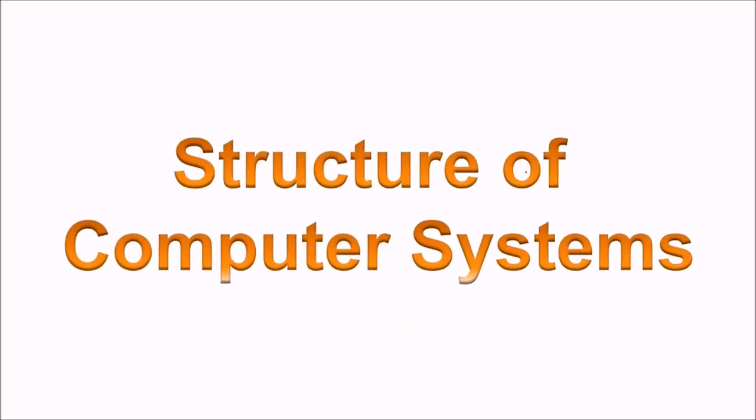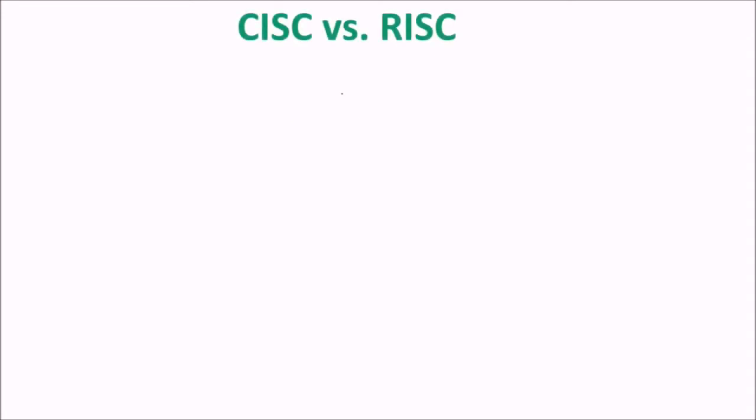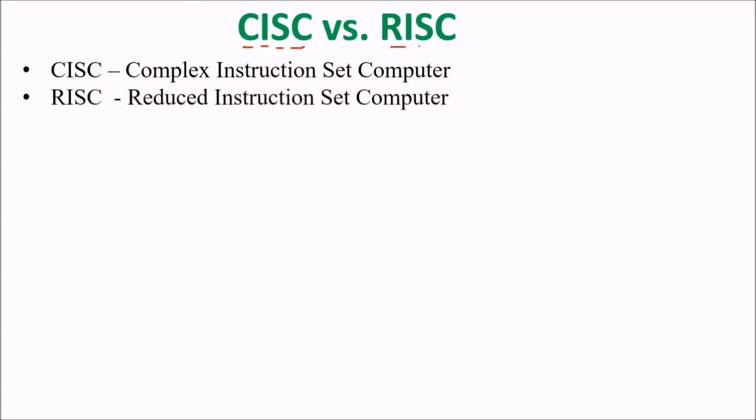We are discussing the structure of computer systems. In this, we are going to talk about the RISC and CISC. And the most often asked question is, what is the difference between CISC and RISC? CISC stands for Complex Instruction Set Computer. On the other hand, RISC stands for Reduced Instruction Set Computer.